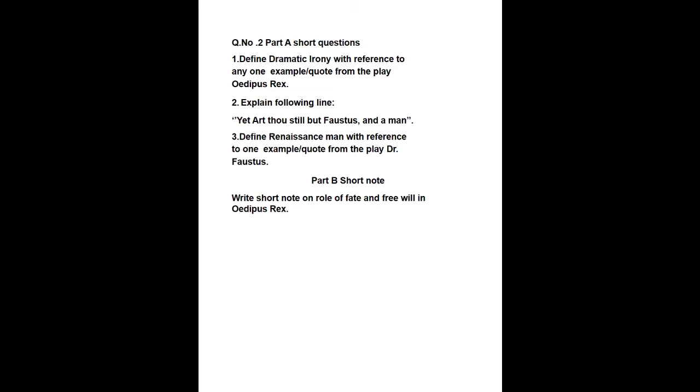Now the subjective part, question number 2, part A, short questions, and in this the first one is define dramatic irony with reference to any one example or quote from the play Oedipus Rex, and second one is explain the following line: yet art thou still but Faustus and a man. And third one is define Renaissance man with reference to one example or quote from the play Dr. Faustus. If I discuss this answer, the video will go too long, so it's better that I upload them and give you the link in the description.